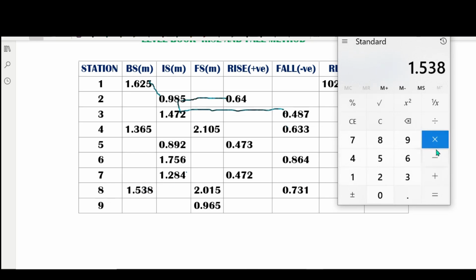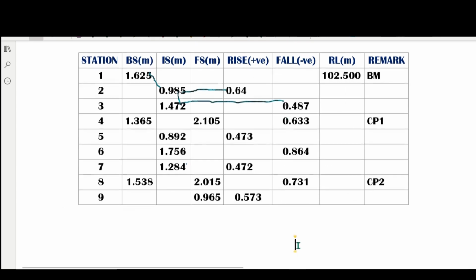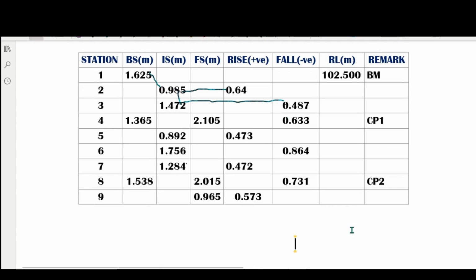1.538 minus 0.965 is going to give me a positive number. So a positive number is a rise actually. So a rise here should be here. That is how this one is, in the meantime.